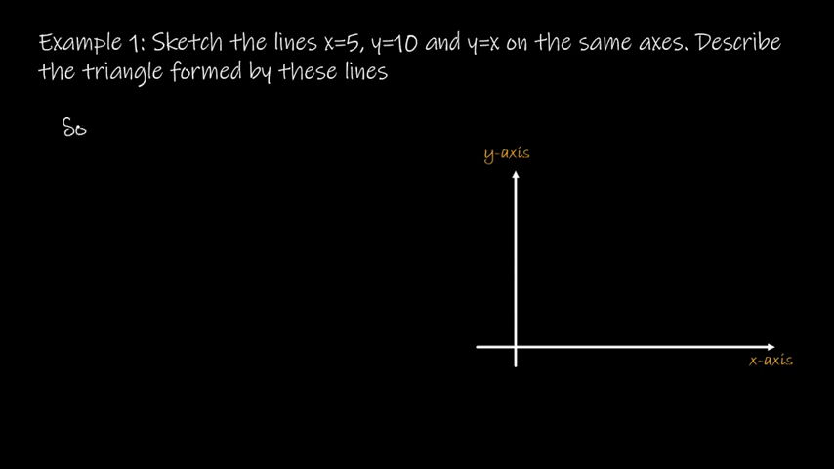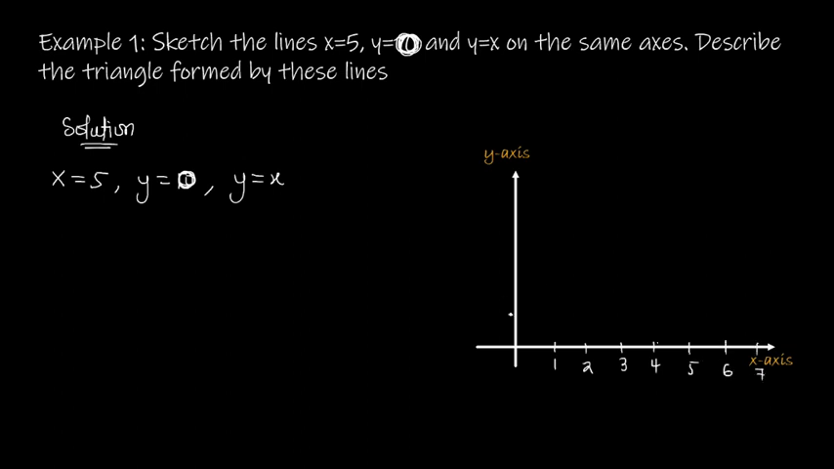So we have here our solution. We have the lines x is equal to 5, y is equal to 0. Sorry, this is supposed to be 0. And the last one is y is equal to x. Since we have these, we can go ahead and label our Cartesian plane. We have our y-axis and our x-axis. So let me label it. This is 1, 2, 3, 4, 5, 6, and 7. This is 1, 2, 3, 4, 5, and 6.